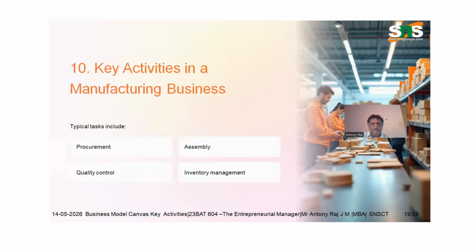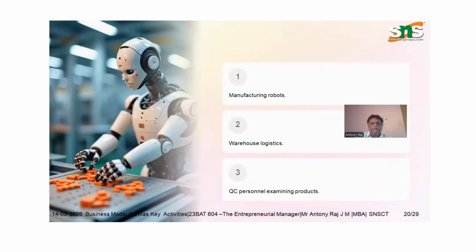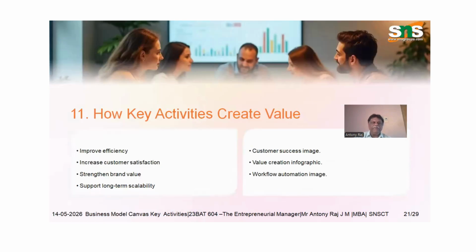In manufacturing activities, the key things include assembly, inventory management, and procurement. These are some of the support activities. Today we are completely into robotic manufacturing, so robots play a big role today.